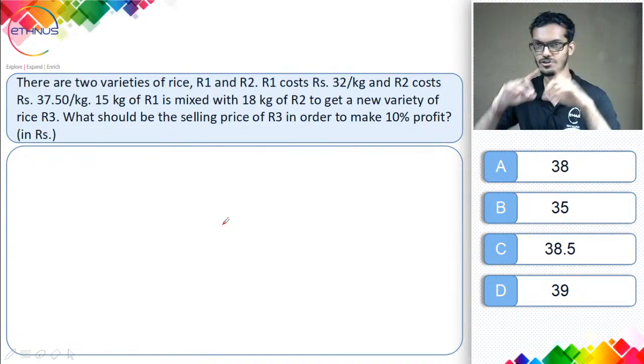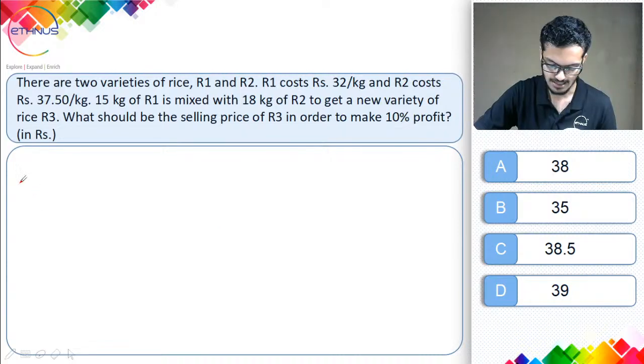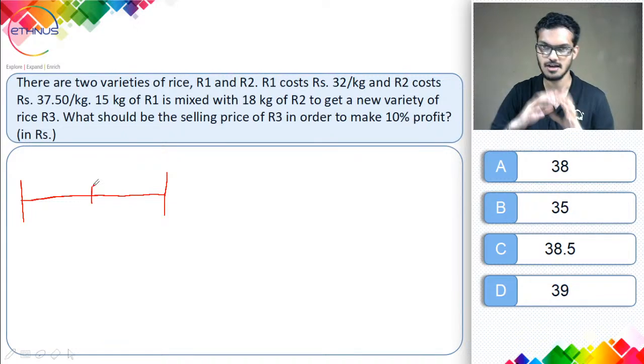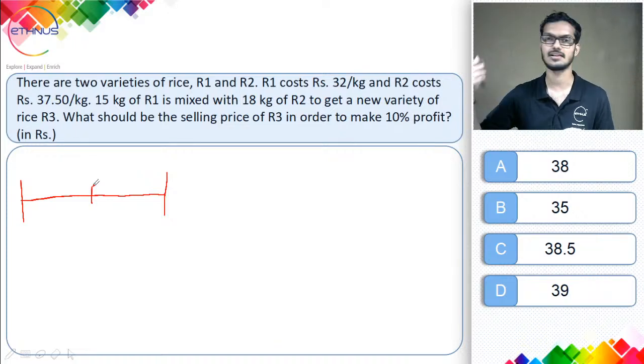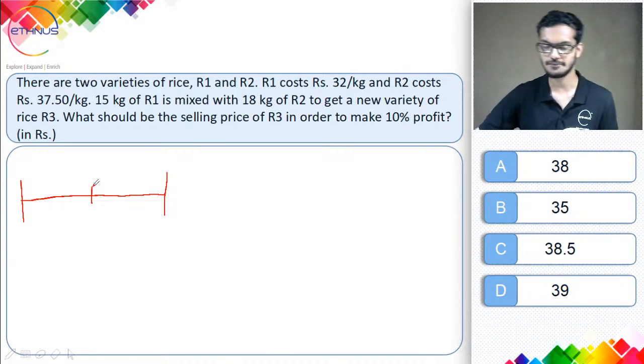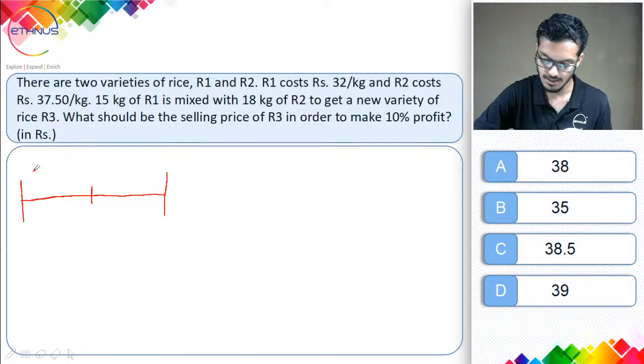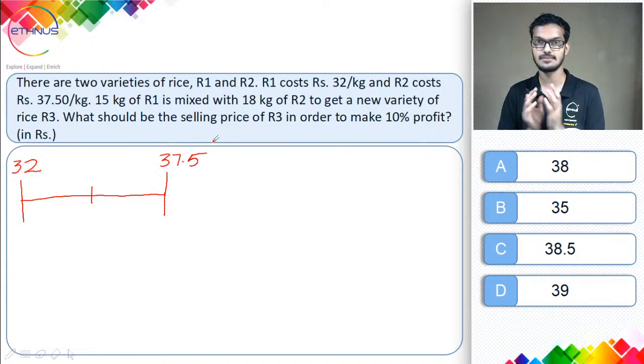For that you need to draw a line diagram. The line diagram looks something like this. This is how it looks, and the calculation is very, very simple here. First, on top, you should write the price that is given. If you have per kg, or something like per kilometer per hour, you need to write it on top. Here you have two things, the smaller one, that is 32, and the greater one, which is 37.5. This is the first step.